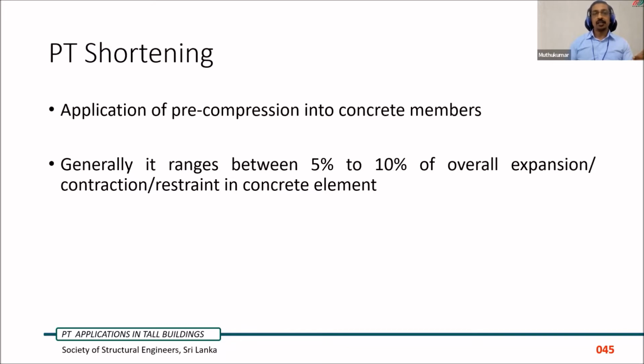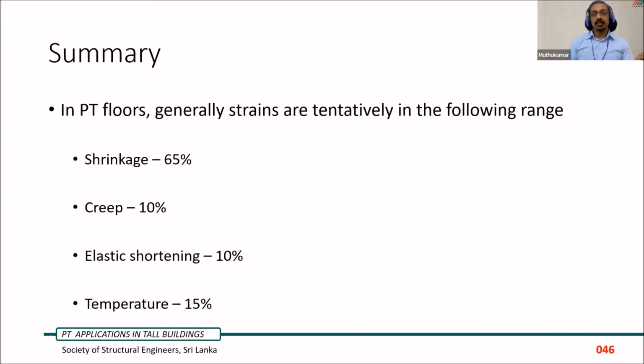Finally, PT shortening, the application of pre-compression, ranges between 5 to 10% of the overall contraction. So in short, out of the overall 100% volumetric changes, the shrinkage component is around 65%, creep is around 10%, elastic shortening 10%, and temperature is around 15%. This is the approximate range which normally happens in a particular floor level.